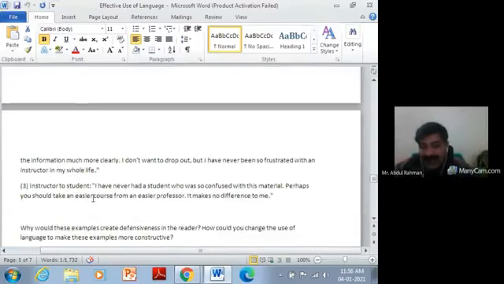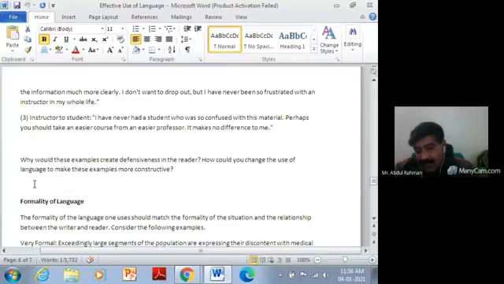Then watch the third example, instructor to student: I have never had a student who was so confused with this material. Perhaps you should take an easier course from an easier professor. It makes no difference to me, right? Again, destructive language, right? So this is how you have to take care of the use of language. Never ever use destructive language. Use constructive language for all kinds of connotations, either positive or negative.